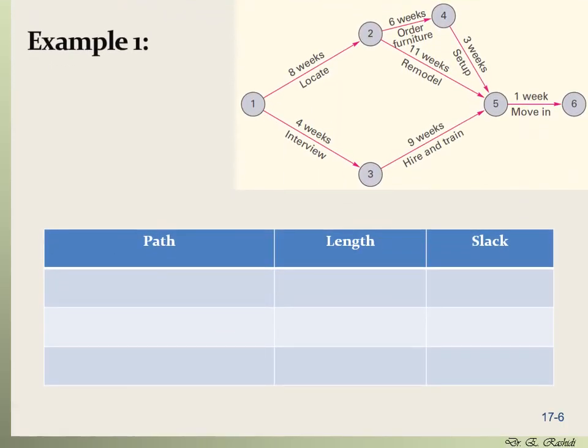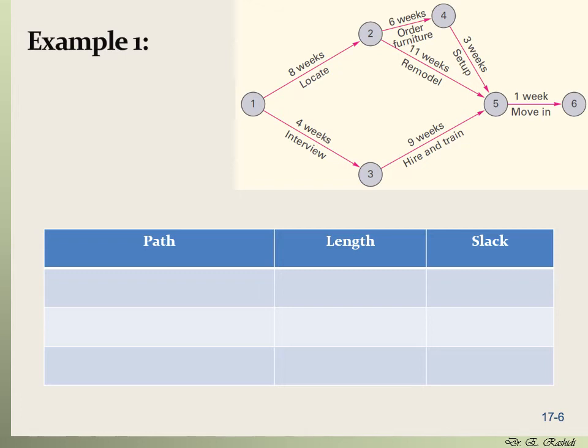Let's solve this problem. So I have developed this table here to keep track of all the things that we need to find, including all the paths we want to find, and then the lengths of each path, and then the slack, given that we know the critical path and the length of the project. So let's go ahead and find all the paths here.